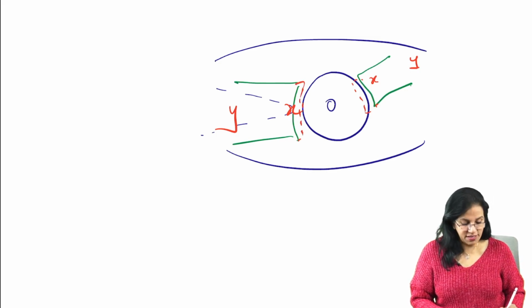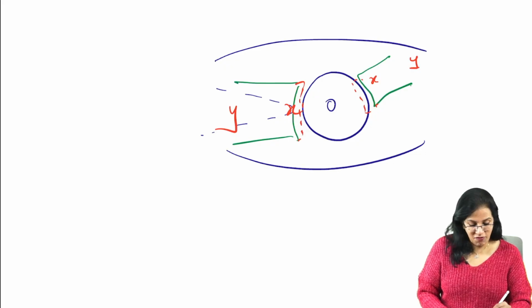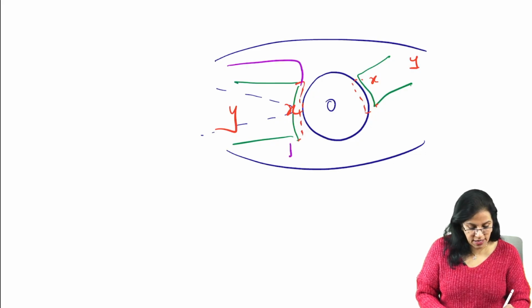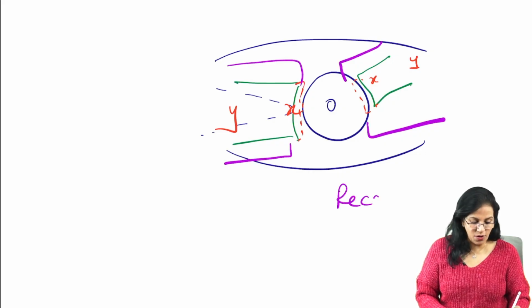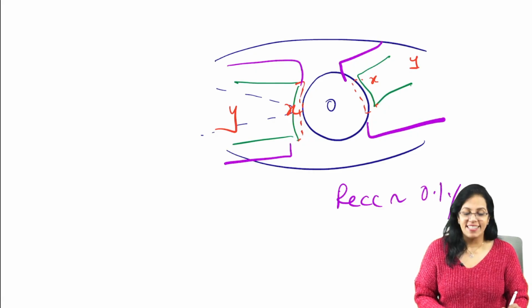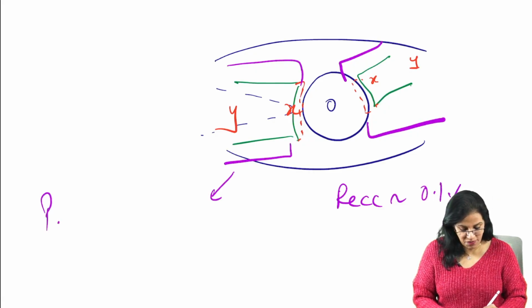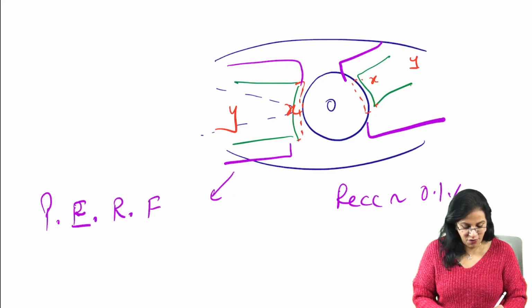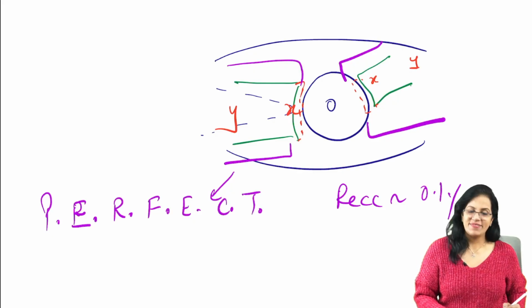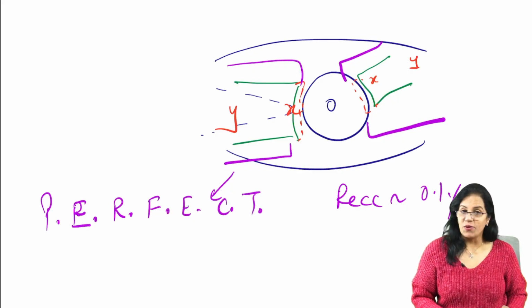Now they ask you another very recently asked question. If I am going to create a larger bare sclera and then put a larger graft, we see the recurrence is almost 0.1% or you can say 0, isn't it? This is what is called perfect surgery. PERFECT is a full form for pterygium extended resection followed by extended conjunctival transplantation. So we will keep all these things in mind.